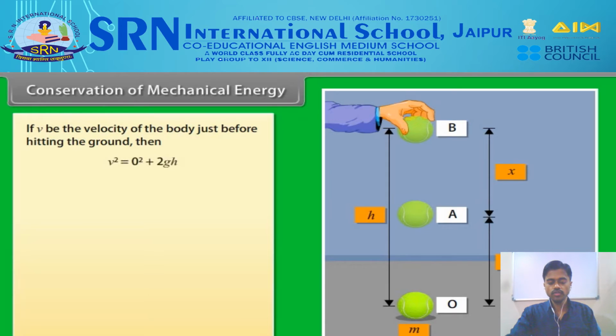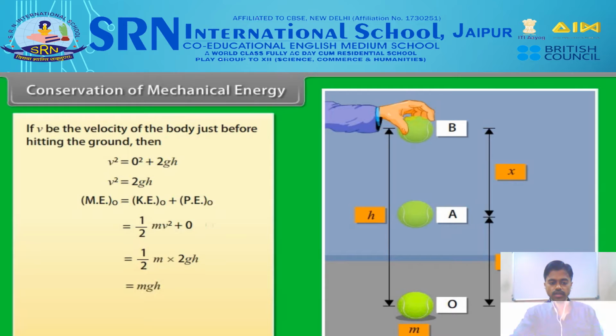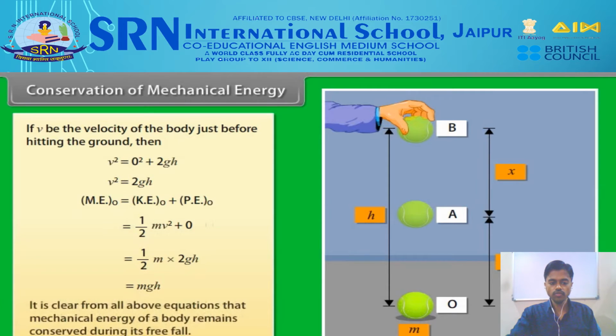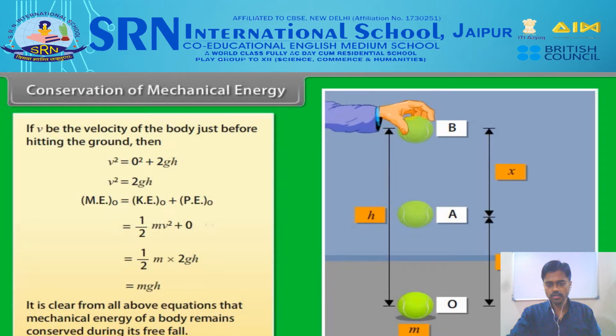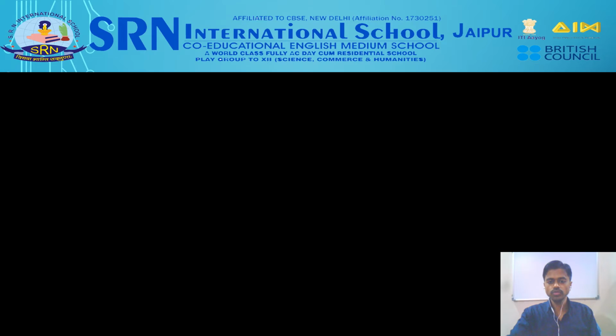Now when the ball is dropped to the ground at point O, the final velocity will be v square equal to 2gh. Then total mechanical energy will be kinetic plus potential. At the ground, kinetic energy is maximum and potential energy is 0. So half m v square is the kinetic energy, and when we solve it, we get mgh. So we can say that in all conditions total mechanical energy remains conserved, which is equal to mgh.